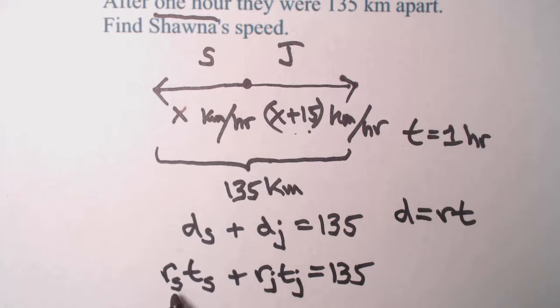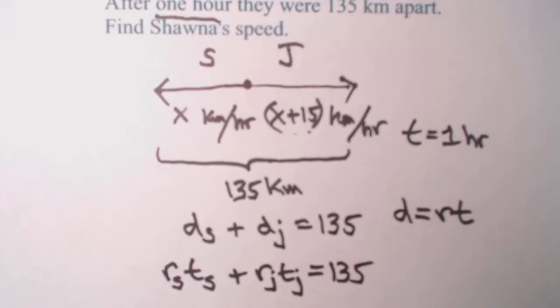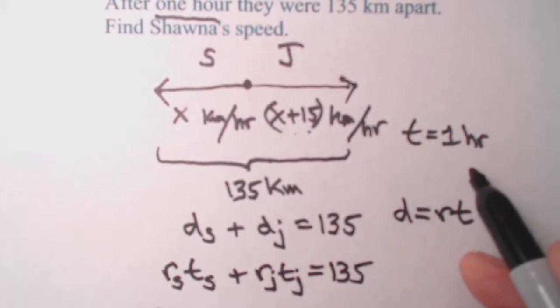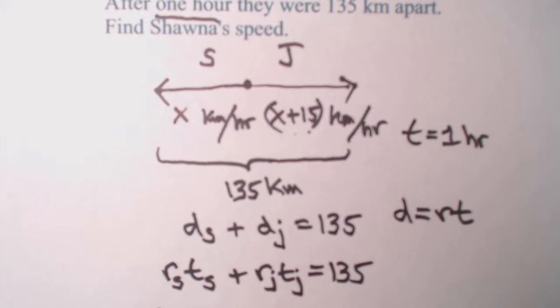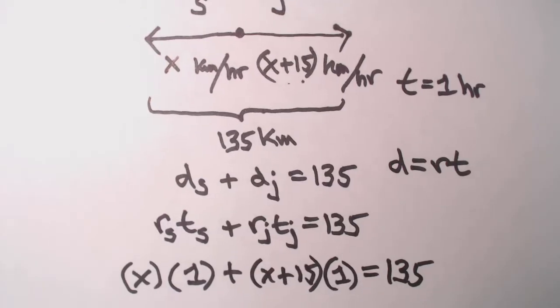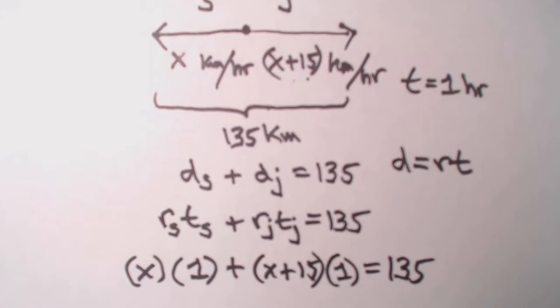For instance, the rate of speed for Shauna we have down as just X. The time, well, they're both going just 1 hour, so there's the time, plus the rate of speed for Julio, X plus 15, and he is also going just 1 hour. And of course, that sum still equals 135. Okay, well, here we are.